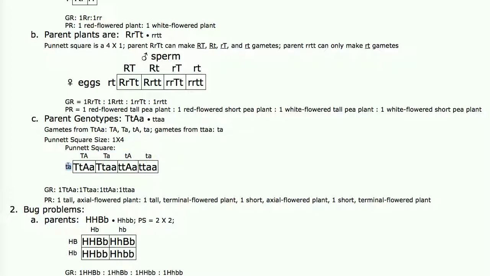Here's the gametes from the homozygous recessive parent on the side. And here's all the offspring from the cross. Notice we have again one tall axial, 1 tall terminal, 1 short axial, 1 short terminal. That's here. The GR is literally listed right here in the Punnett square. It's right there, one of each. You have to have the numbers with them.